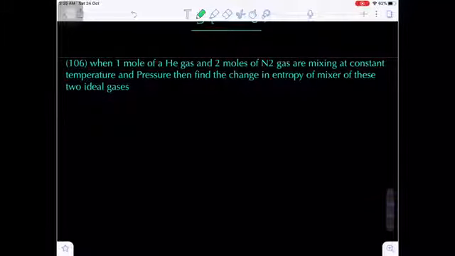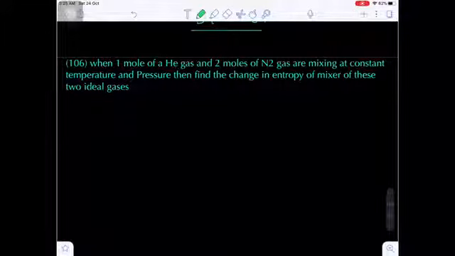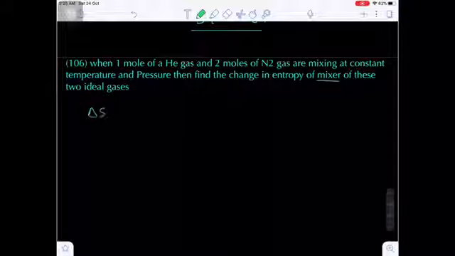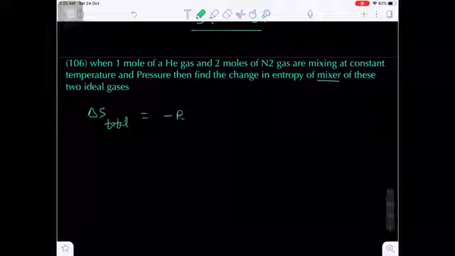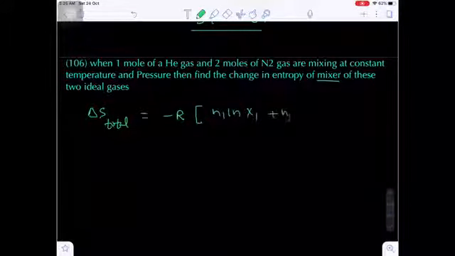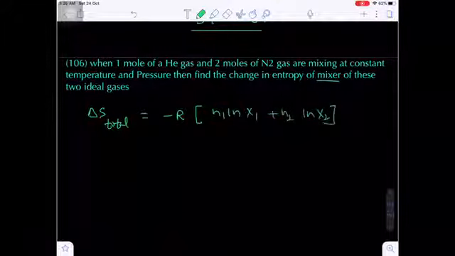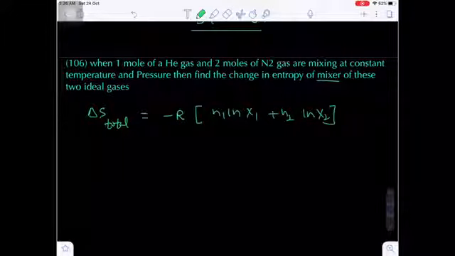Okay. And one more last question, that is question number 106, corresponding to 1 mole of helium gas and 2 moles of neon gas mixing at constant temperature and pressure. Then find the change in entropy of mixing of these two ideal gases. We know the entropy change during the mixing of two ideal gases will be equal to minus R into n1 ln x1 plus n2 ln x2, where x1, x2 are mole fractions and n1, n2 are numbers of moles.